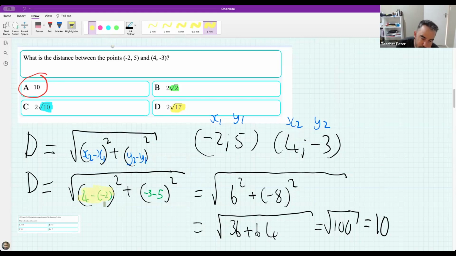When you have 4 minus minus 2, it actually becomes 6, because minus a minus is a plus. And then over here, -3 minus 5, well, -3 take away 5 is -8. But when you square -8, it becomes a positive. And so sometimes that can catch students in terms of these types of questions.